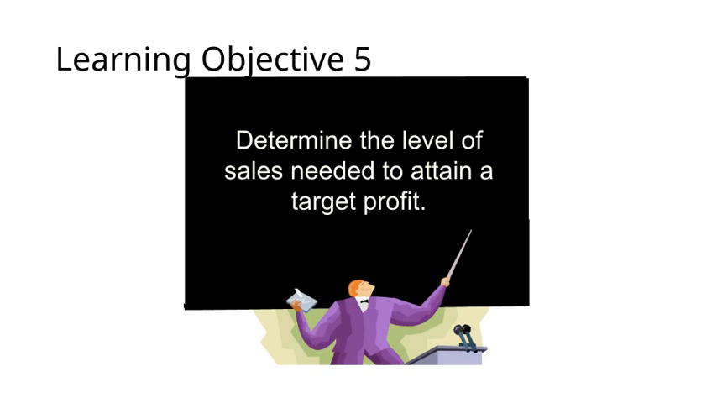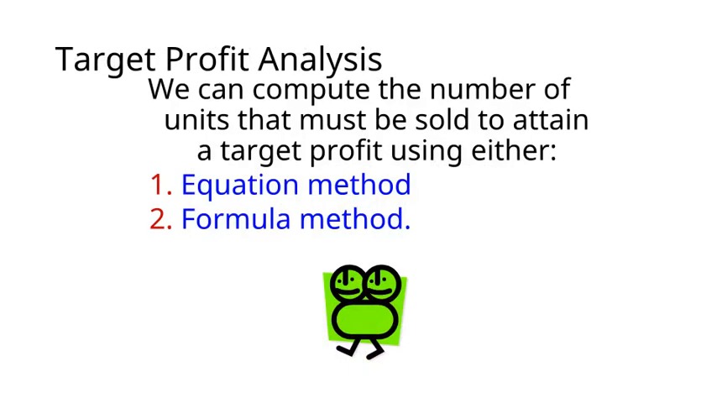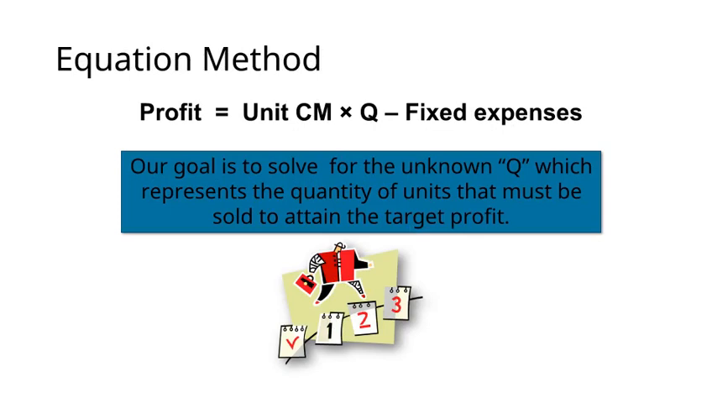Learning objective number 5 is to determine the level of sales needed to attain a target profit. We can compute the number of units that must be sold to attain a target profit using either the equation method or the formula method. The equation method is based on the contribution approach income statement.